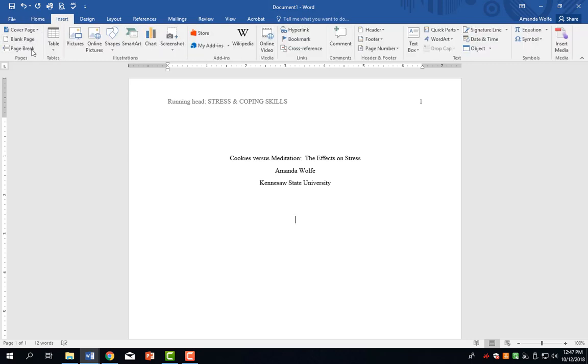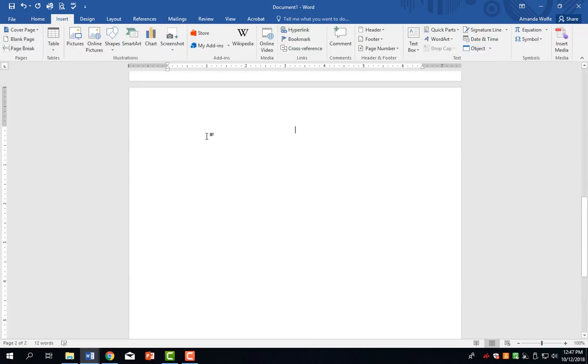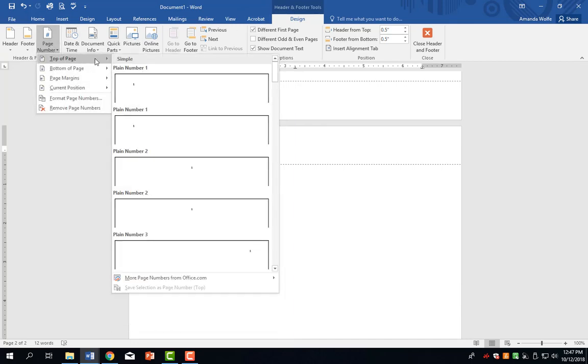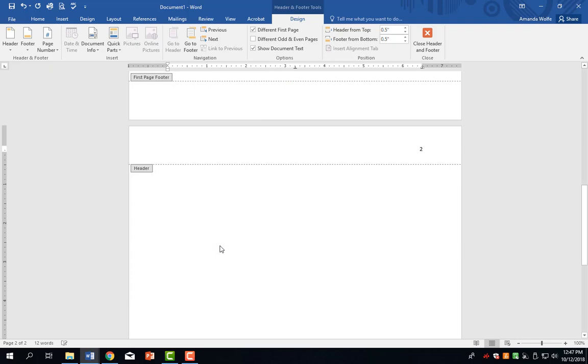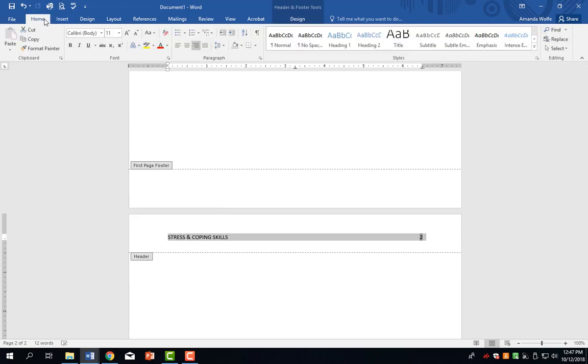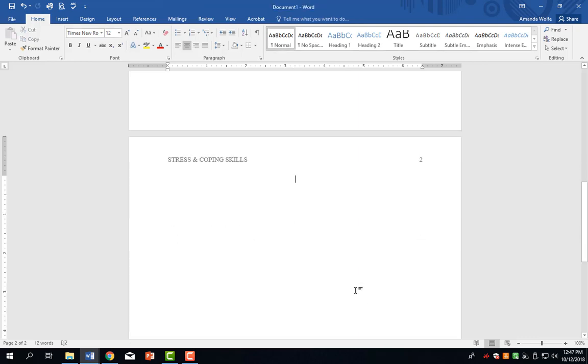Then I'm just going to insert a page break to get to page 2. Notice the running head has disappeared. That's because I clicked that different first page button. And now it's time to put everything that was after the colon back in the running head. Once I do that and change the font, then every page after that will have the correct running head.